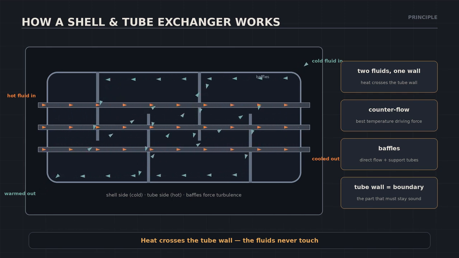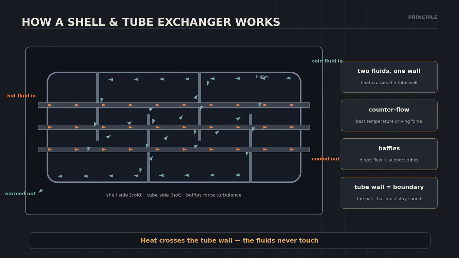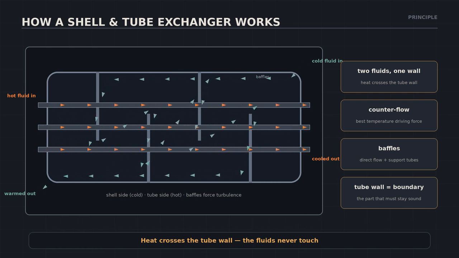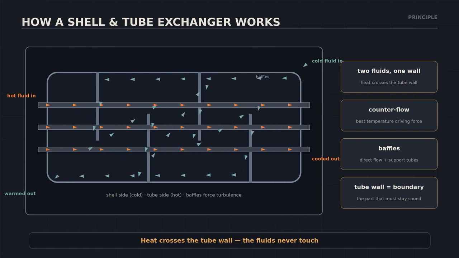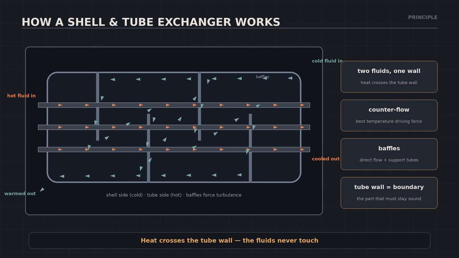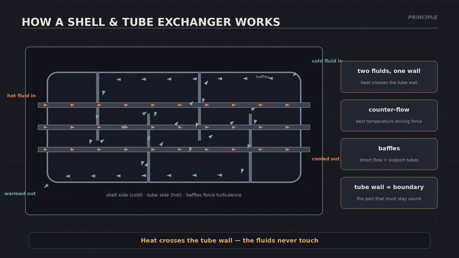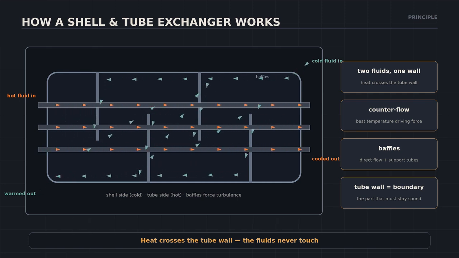Baffles do double duty. They force the shell side fluid into a zigzag path for better heat transfer, and they support the tubes. Counterflow arrangement, hot one way, cold the other, gives the best temperature driving force. And notice, everything depends on that thin tube wall staying sound.